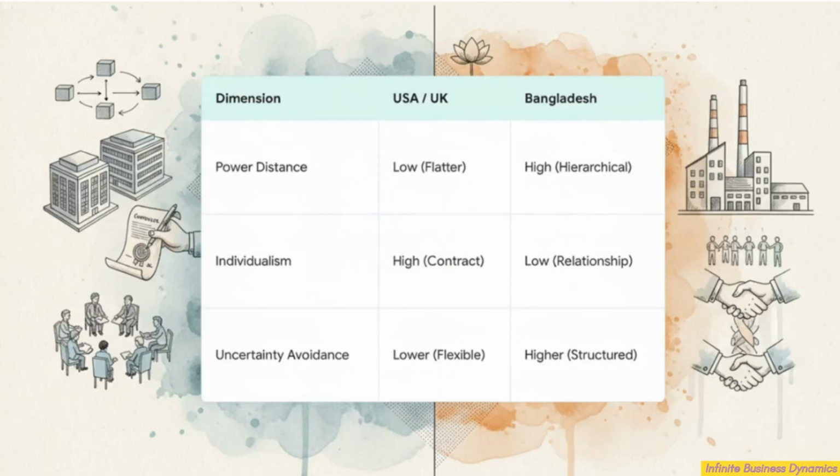And then there's individualism. In the West, it's all about the contract. What's written down on paper is what matters. But in Bangladesh, business is way more about the collective. The relationship is the contract. It's about building trust, sometimes over years. You can already see how easily things could go wrong, right?